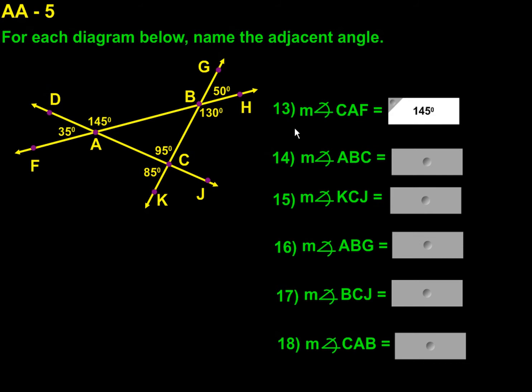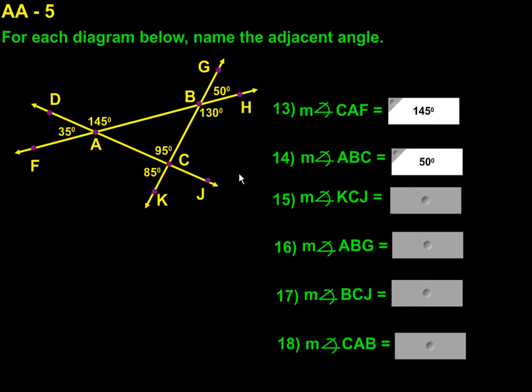We need the angle of ABC. There's A, there's B, and there's C. So we're looking for the angle that goes right here, and if I look opposite that, I can see there's an angle that's 50 degrees. So ABC has to be 50 degrees.